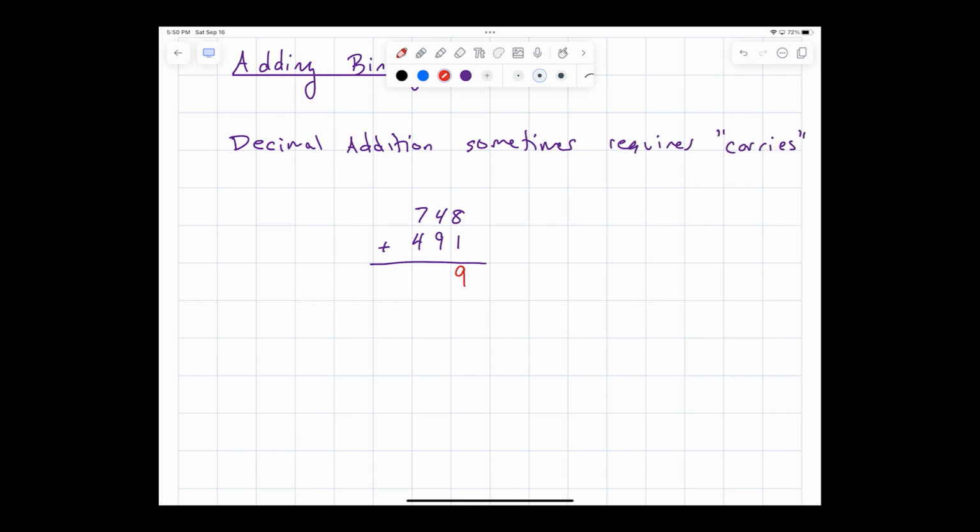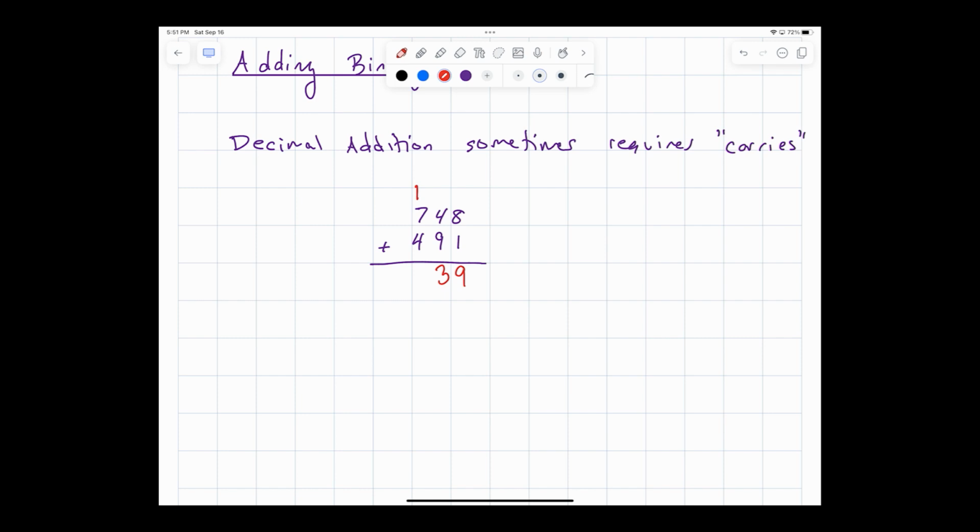And then the next thing to do, sorry, I'm getting frustrated here with what's on my screen. Okay. So you did 8 plus 1, which is 9. And then in the next column, we have the 4 and the 9. So we add the 4 and the 9. 4 plus 9 is 13, but you only have one digit here. So you write the 3 and you have to carry the 1, right? So we have to carry the 1 there.